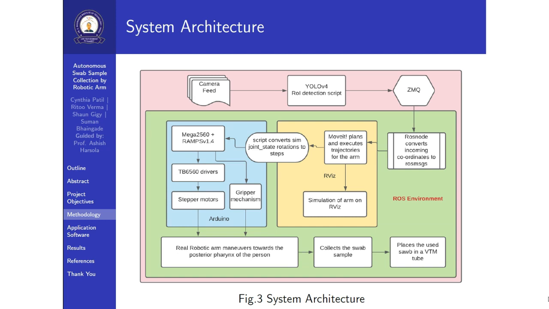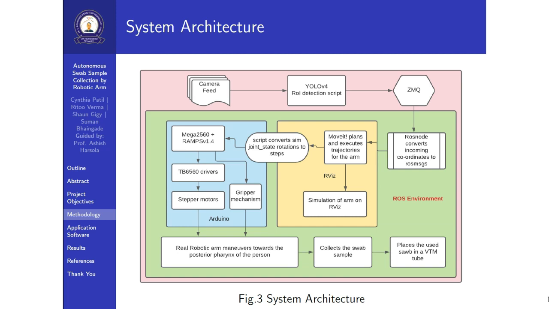The intermediary step of sending via ZMQ is necessary because ROS only supports Python 2, whereas the object recognition app uses Python 3. Once the coordinates are given to the ROS environment, a simulation is then performed on RViz. RViz is a 3D visualization tool which runs on top of ROS, and it uses MoveIt as the path planning framework which executes and plans trajectories for the arm.